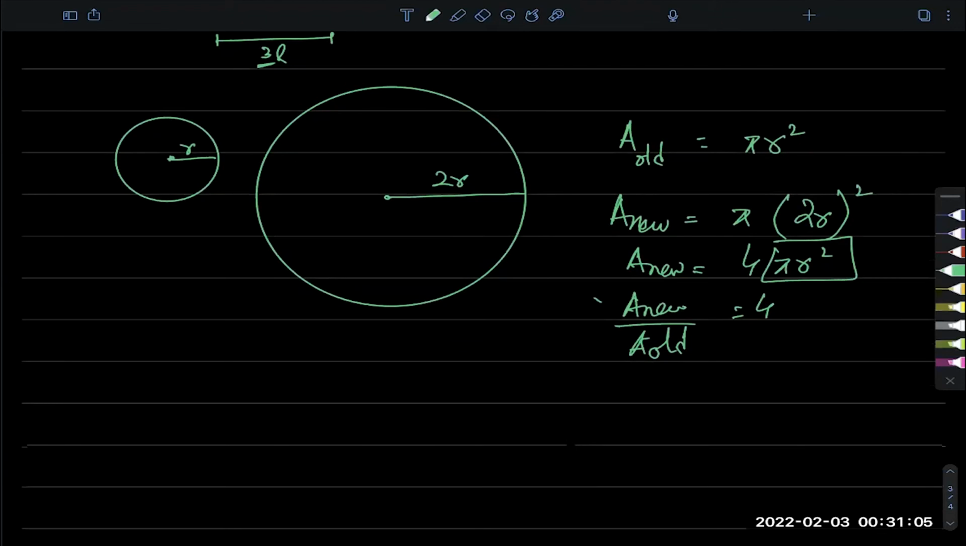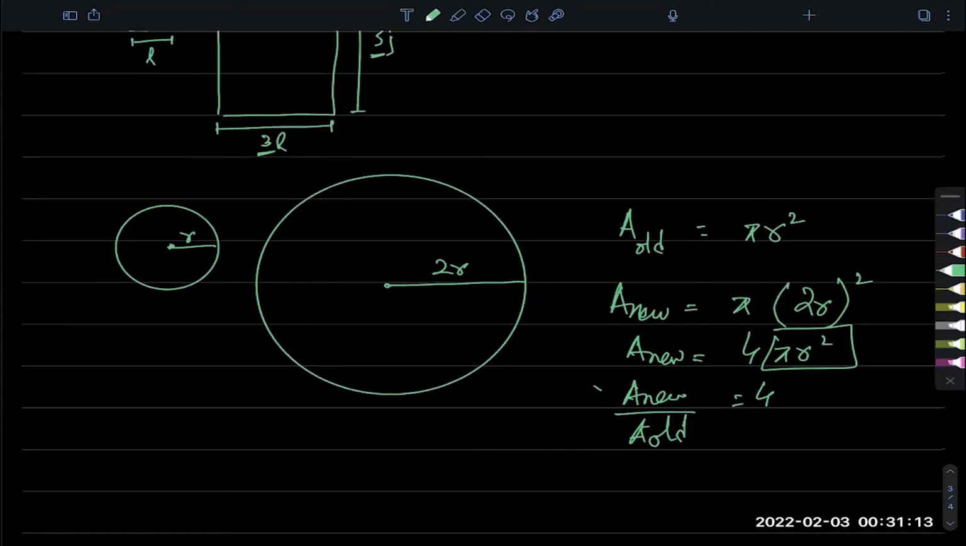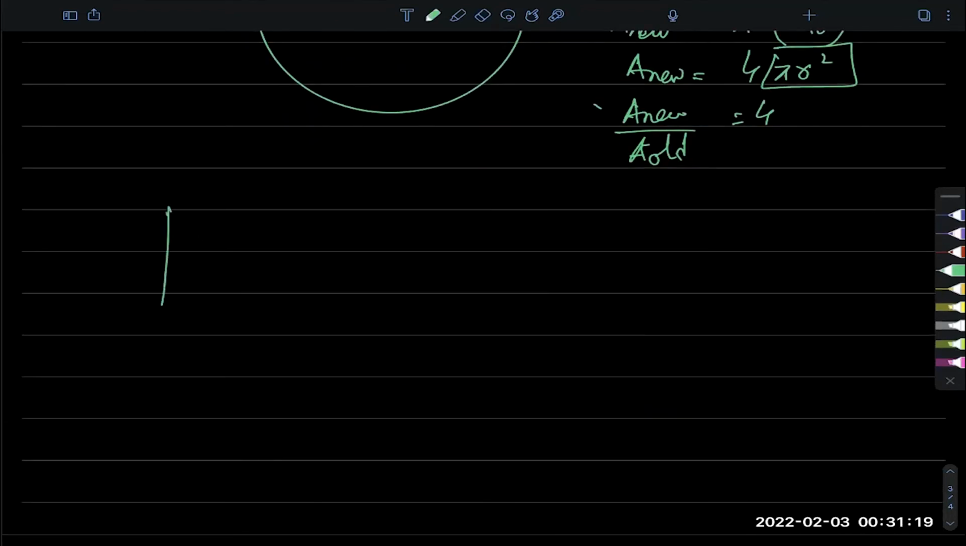Now, how do we do these questions? First of all, try to figure out the expression for the original value, the old value. For example, let's say there's a trapezium here or a triangle here, and this triangle has some height, and now I halve the height.